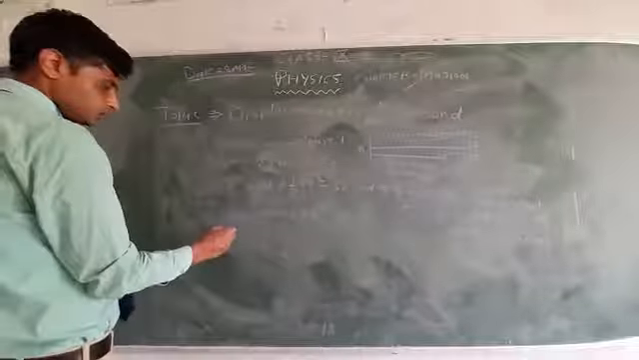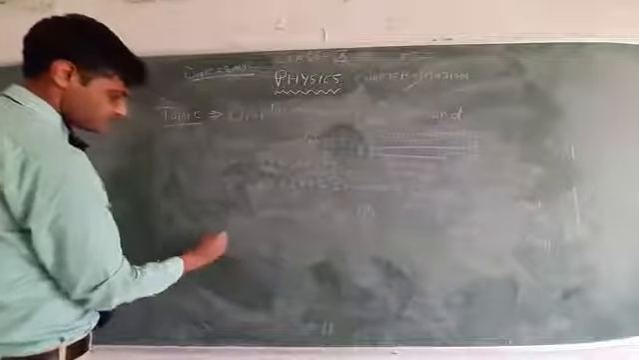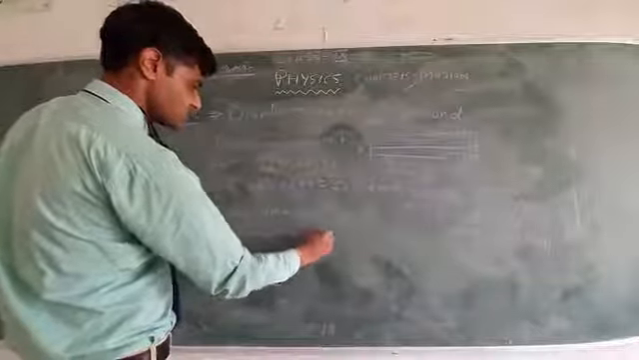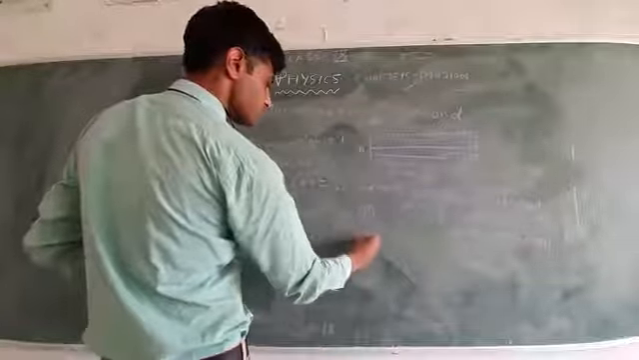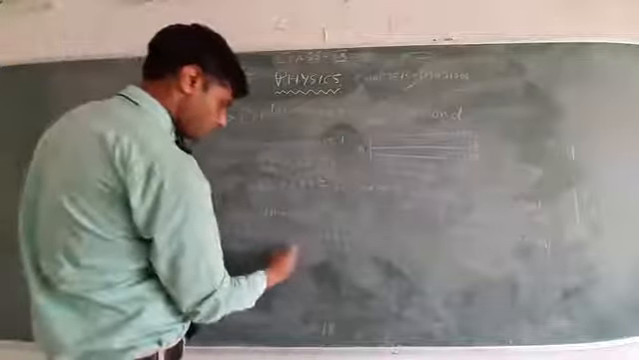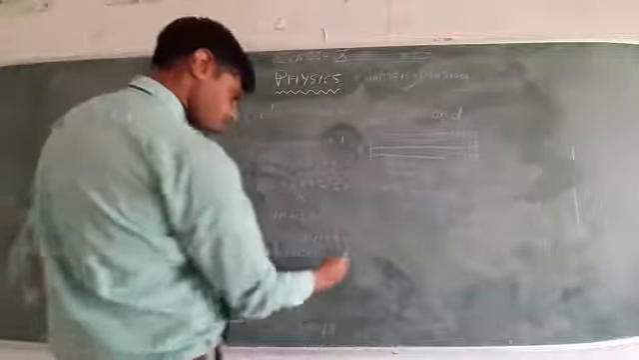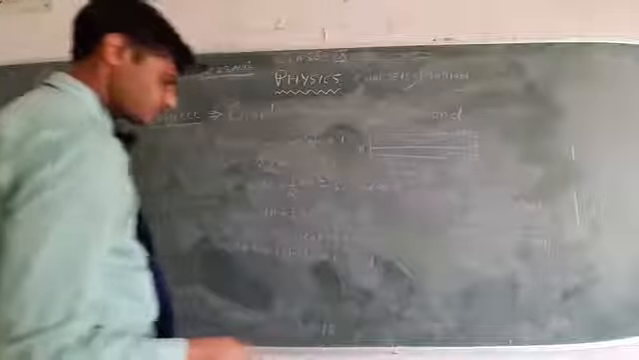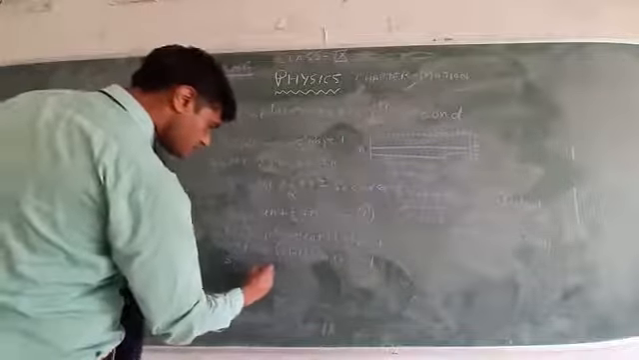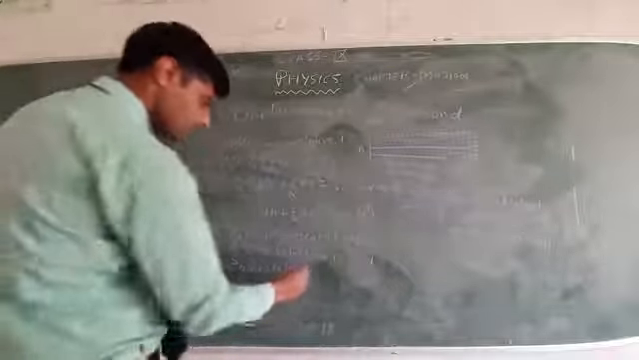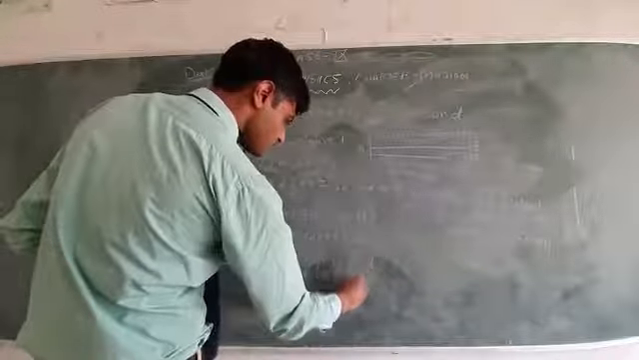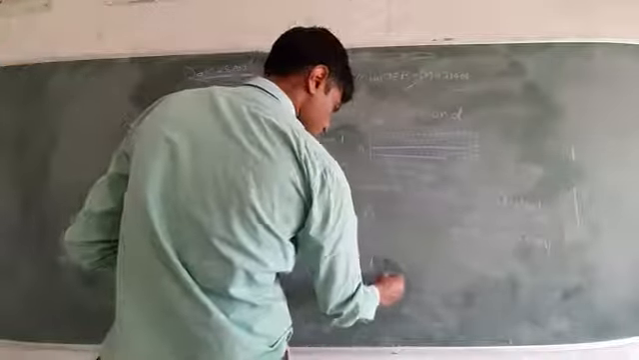Now, if the displacement of the object after n minus 1 second is Sn minus 1, then the value of Sn minus 1 is given as u(n minus 1) plus 1 upon 2 a (n minus 1) whole square. This is equation second.